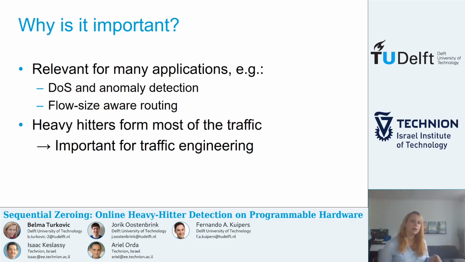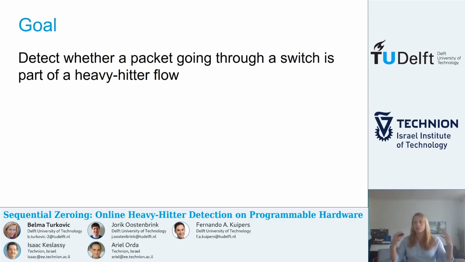So first, they form most of the traffic inside the networks, thus they're also the most important ones for traffic engineering. In addition, they're very important for many networking applications. So for example, denial of service anomaly detection or flow size aware routing. So the main goal of our paper was to detect whether a packet going through a switch is part of a heavy hitter flow or not.